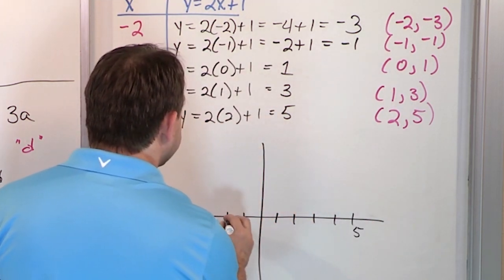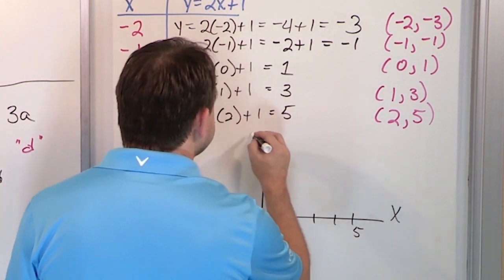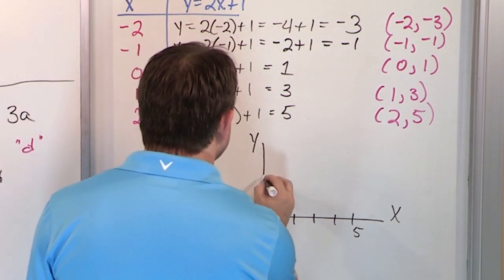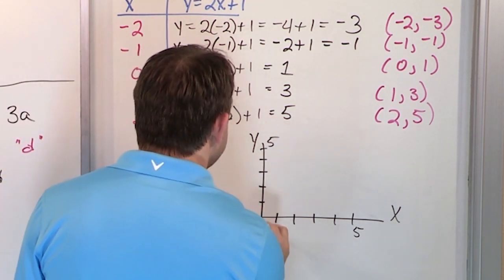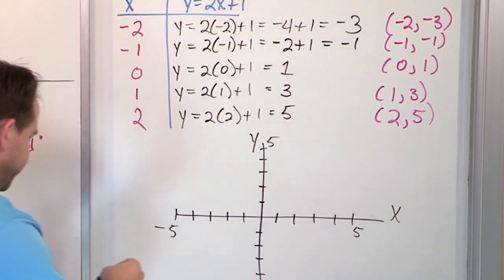This would be -1, -2, -3, -4, -5. Of course, you all know this is x and this is y. That's what we learned from algebra. And then I'll do the same thing. 1, 2, 3, 4, 5. I'll label this 5, -1, -2, -3, -4, -5. This would be labeled -5.